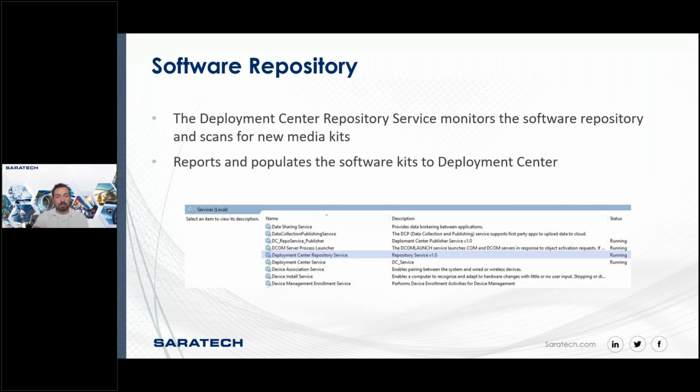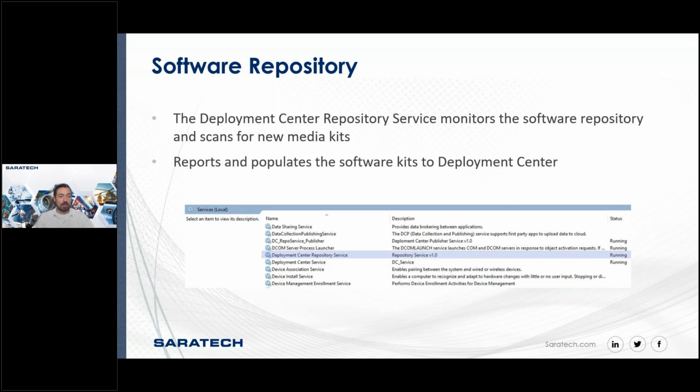The Deployment Center Repository Service monitors the software repository, scans for new media kits, and populates the software kits to Deployment Center. As you know, Deployment Center is like a web browser. That's the GUI. You'll go in there and you'll see the environment media in the repository. I'll show you that in a minute. But this folder location is actually on a server. So there is a service called Deployment Center Repository Service that is constantly scanning this.